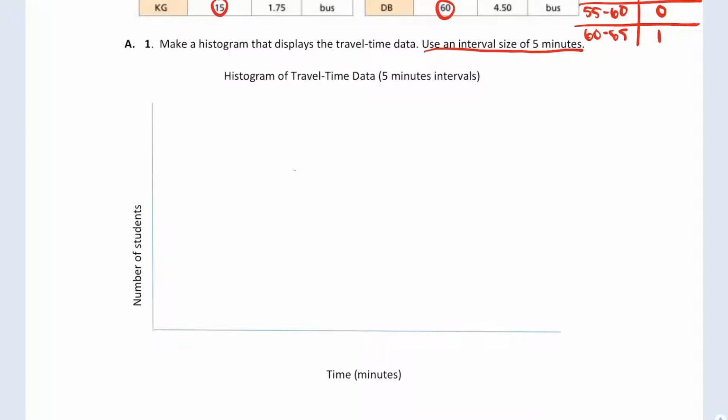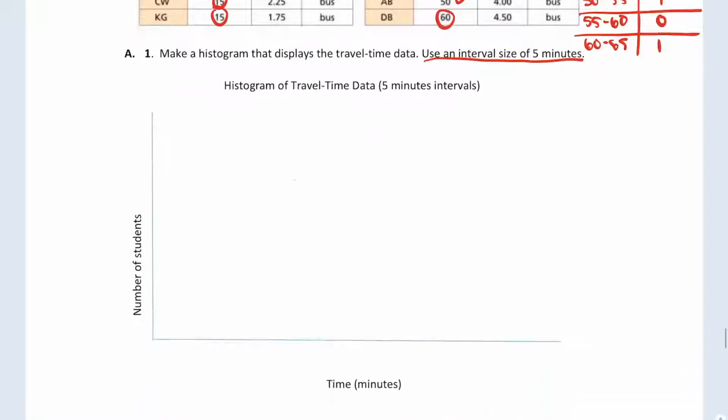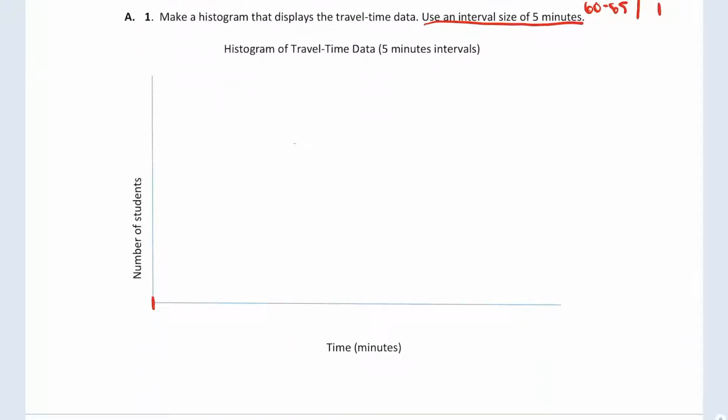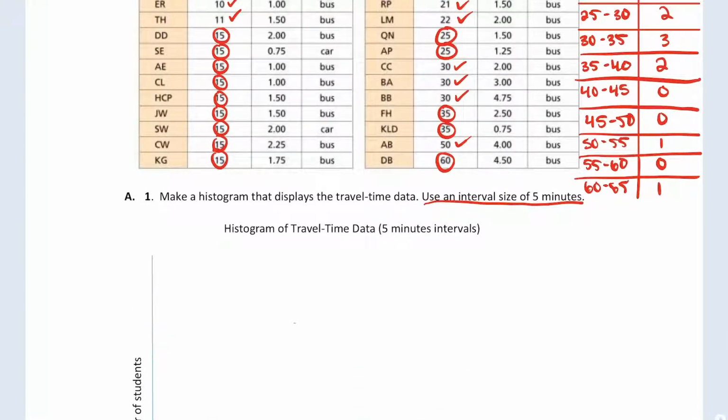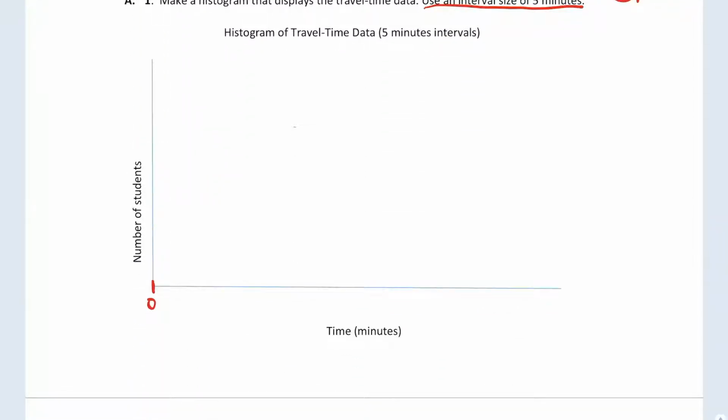So along the bottom, where it says time in minutes, we're going to start on the very, very left side. So just like this, we're starting at 0. And I need to go up all the way to 65. And I'm going to go by increments of 5-minute intervals. So I go from 0 to 5 to 10, 15, 20, 25, 30, 35, 40, 45, 50, 55, 60, 65. And I'm going to go ahead and label all of those. So these are all important for drawing our histogram, okay? So all of these steps are necessary.